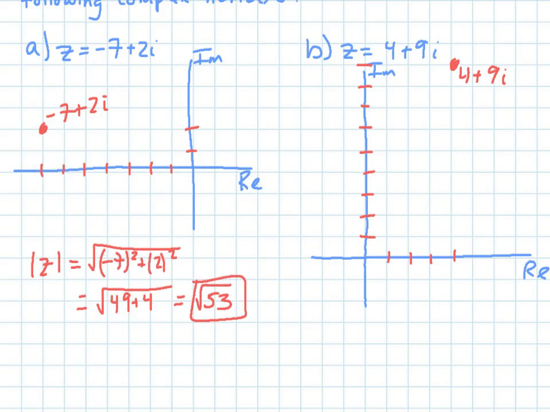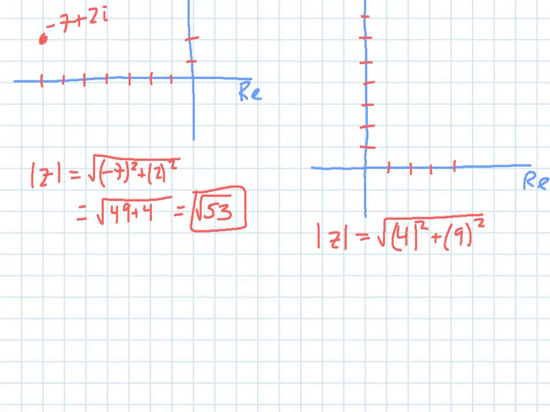Same thing for letter B. I square both 4 and 9 to get 16 and 81. That would get me the square root of 97.